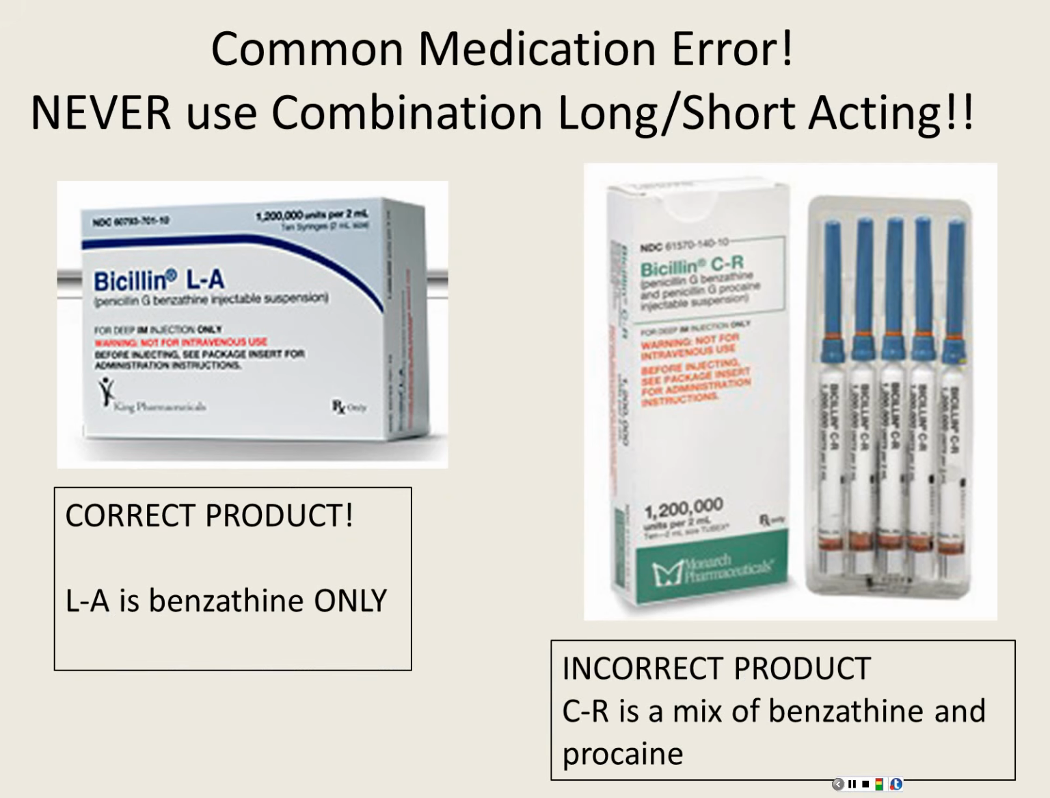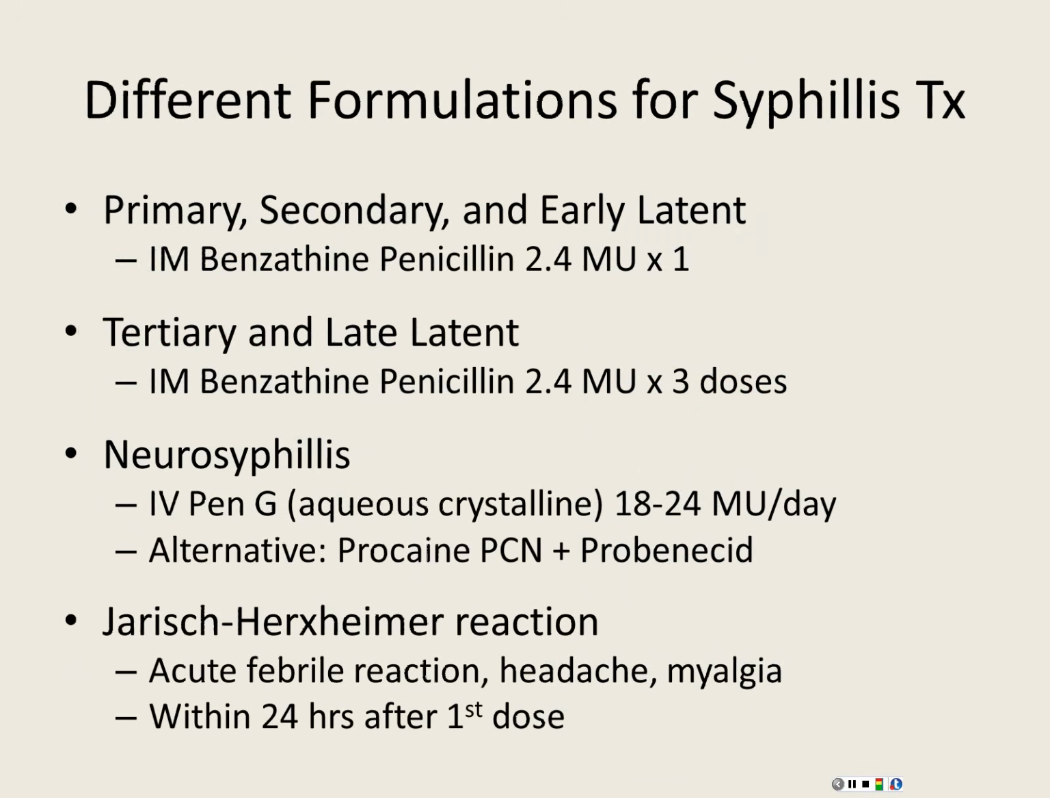So, looking at our different products, and this is where a common medication error can occur, within the intramuscular penicillin products, on the left you've got Bicillin LA, which is the benzathine penicillin. It only contains benzathine penicillin, and so therefore it is the appropriate drug, just going back to the previous slide, for primary, secondary, early latent, tertiary, and late latent syphilis.